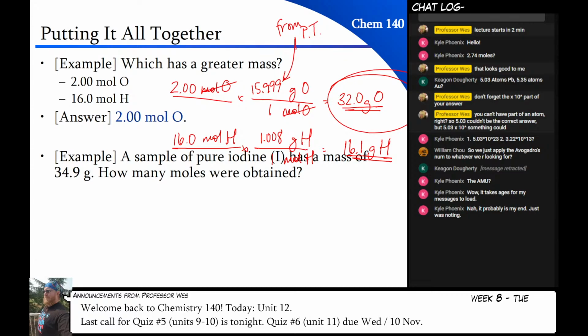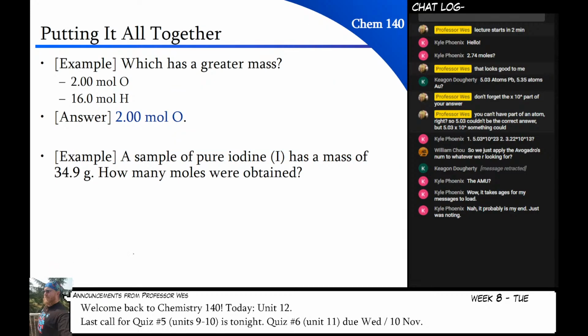All right. How about this one? I get 34.9 grams of iodine. How many moles did I obtain? So what I want you to do is use the periodic table, find iodine, and then do this conversion. How many grams per mole of iodine are there? So how many moles are there in 34.9 grams of it? Okay. I'll be back to check on you in 3 minutes. See you in a bit.